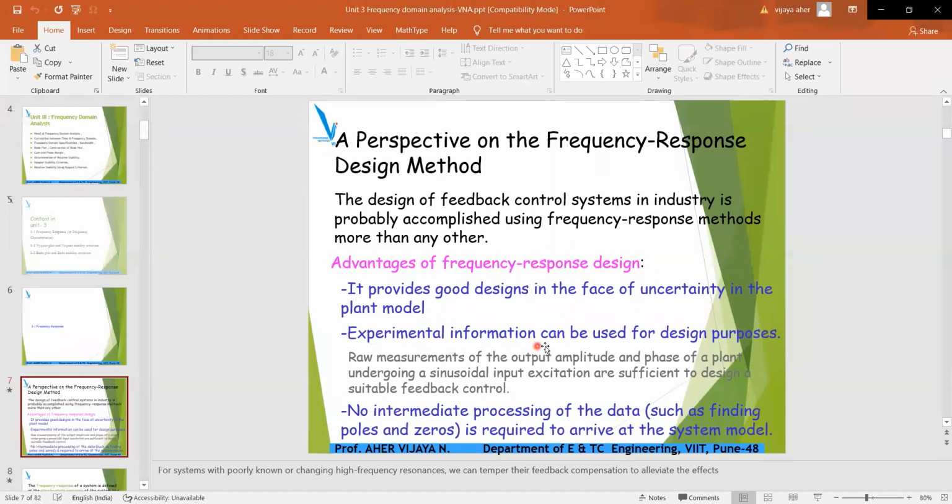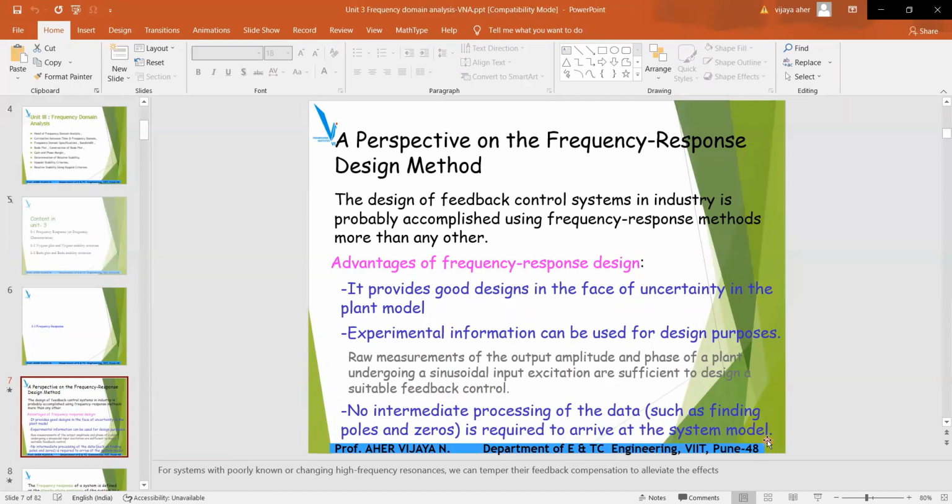Second, experimental information can be used for design purposes. Raw measurements of output amplitude and phase of the plant undergoing a sinusoidal input excitation are sufficient to design a suitable feedback control system. The input excitation used is sinusoidal input. No intermediate processing of the data, such as finding poles and zeros, is needed over here. So no intermediate processing of data is required to arrive at the system model.